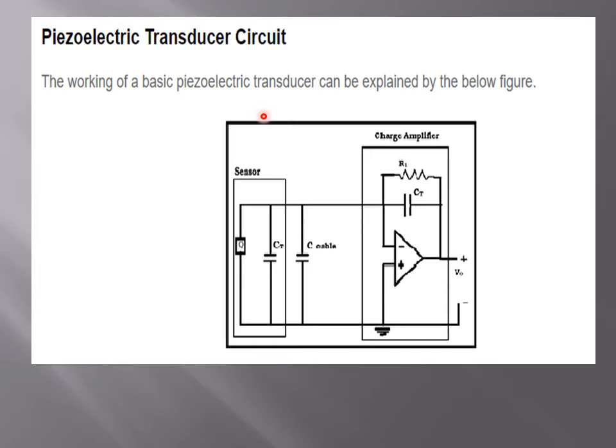So this is the working of a piezoelectric transducer with a circuit. We have the sensor here, the pressure will be applied and the output voltage is generated here. The generated voltage is amplified by means of an op-amp amplifier, and here the V0 is obtained from this terminal.